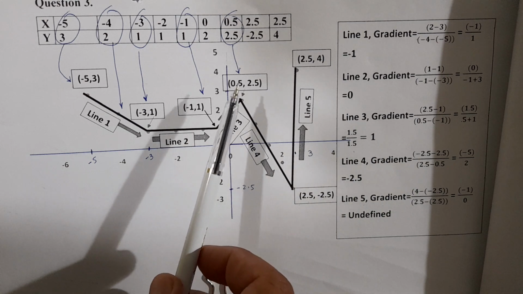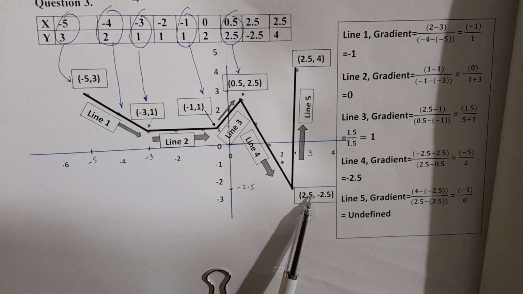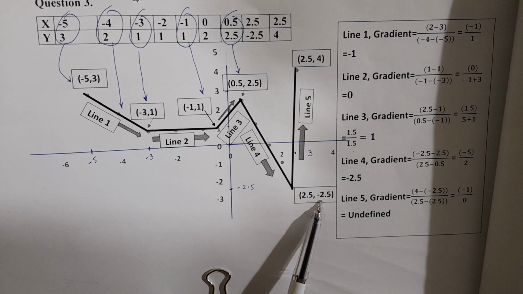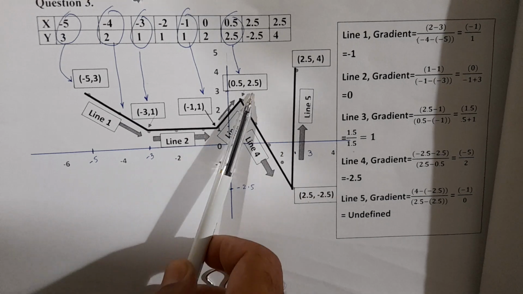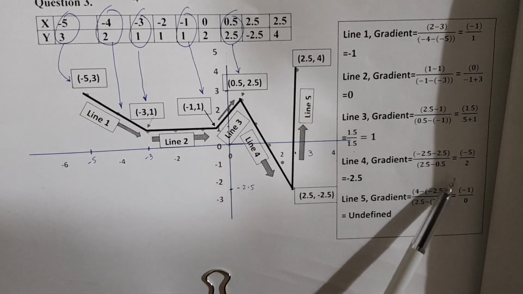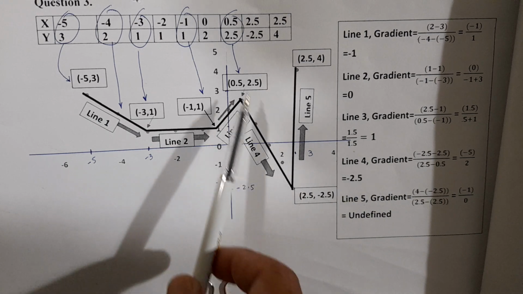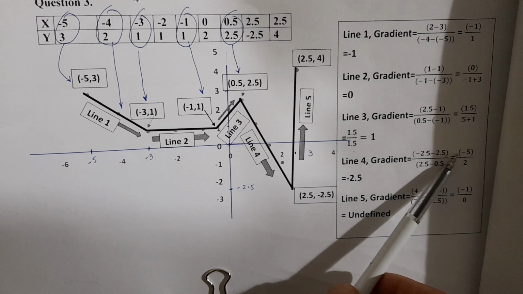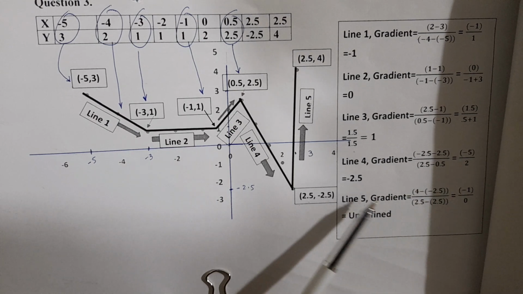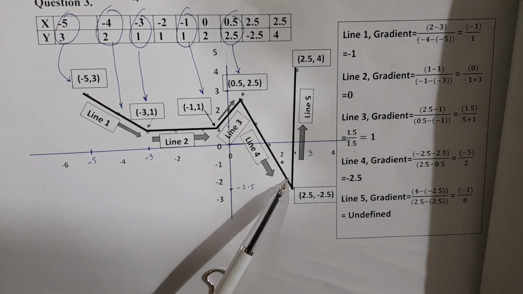So initial position 0.5 and 2.5, and final position 2.5 and minus 2.5. So on the y axis we will be calculating minus 2.5 minus 2.5. This minus 2.5 minus 2.5 is minus 5. Minus 5 divided by 2.5 minus 0.5. 2.5 minus 0.5 is 2. So minus 5 divided by 2 is minus 2.5. So this slope is negative, moving downward.